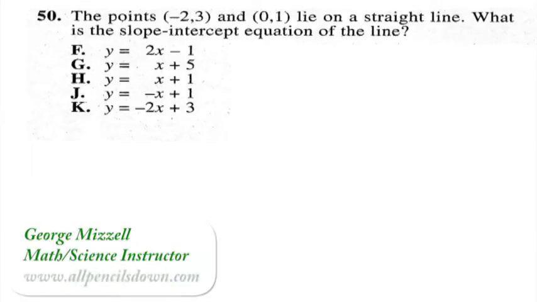Now we see that we have another one of these. Points -2, 3 and 0, 1 lie on a straight line. What is the slope-intercept equation of the line? Okay, let's take a second and draw it out.